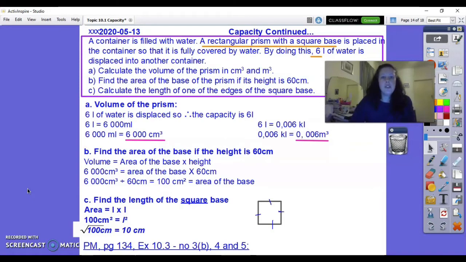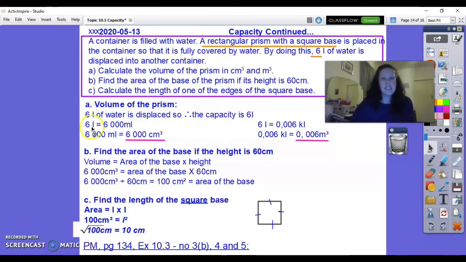Right, so our first question asks, calculate the volume of the prism in centimeters cubed and meters cubed. If we remember our calculations and our measurements from yesterday, we can do this quite easily. First things first, I'm going to write the question down. I need to work out the volume of the prism. It's a rectangular prism with a square base. It displaces 6 liters of water, so it has a capacity of 6 liters.